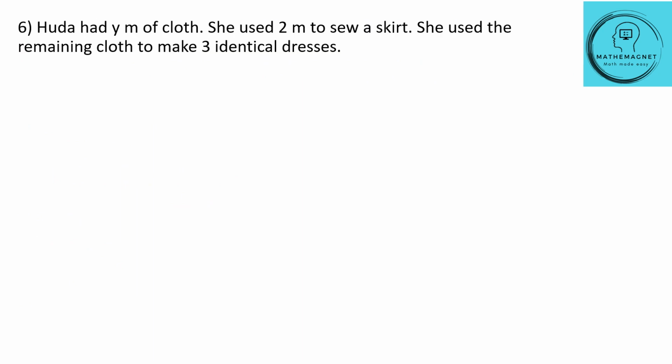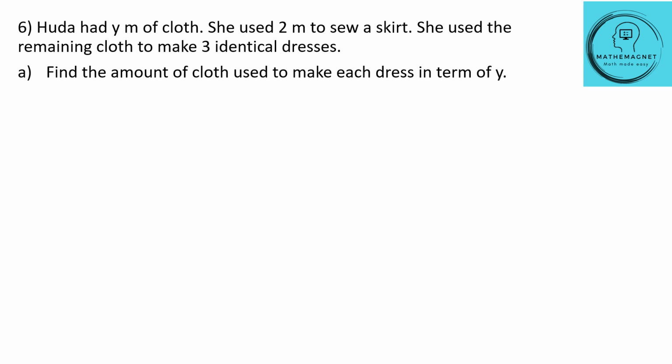Question number 6. Huda had y m of cloth. She used 2 meters to sew a skirt. She used the remaining cloth to make 3 identical dresses. So Huda had y meters of cloth initially and she used 2 meters to sew one skirt and she used the remaining cloth to make 3 identical dresses. So let's see how to solve.